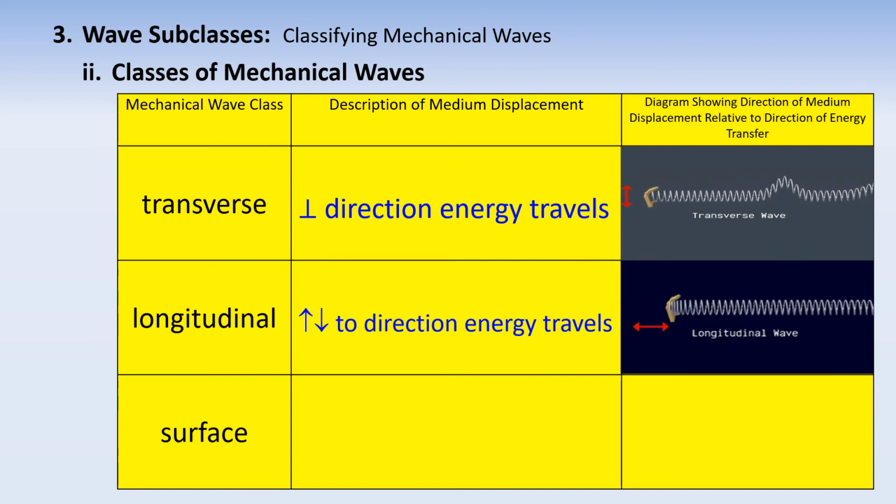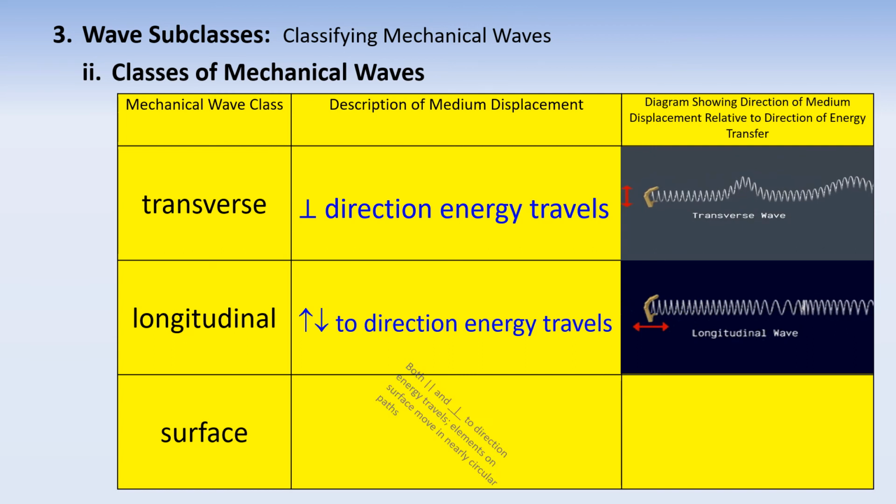Notice in this example here that the hand moves from left to right, in the same direction as the energy travels. First the hand moves to the right, then it moves to the left. So the hand is moving both parallel and anti-parallel, that is, in the same and the opposite direction to the direction the energy travels. This is what is characteristic of a longitudinal wave.